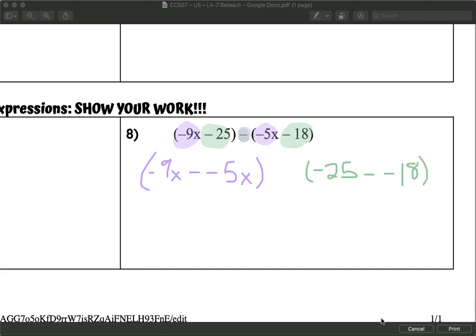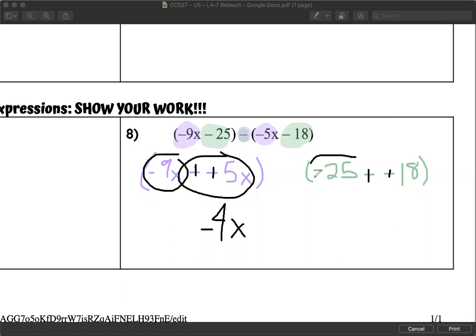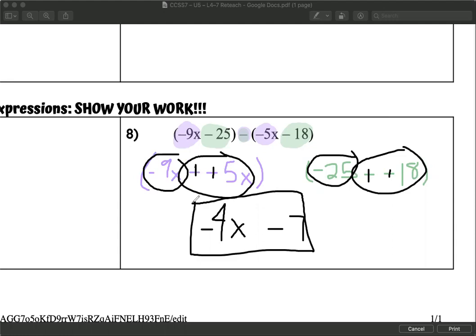Whenever we have minus a negative, that really means plus a positive. So we've got negative 9x and positive 5x. The difference is 4x, and there were more negatives, so it's negative. We've already applied this subtraction sign when we distributed it to both. So I don't need to worry about that anymore. I'm just going to worry about whatever this sign is. We have a minus a negative again, which is plus a positive. So we have negative 25 plus positive 18 is going to be negative 7. So that is our final answer.